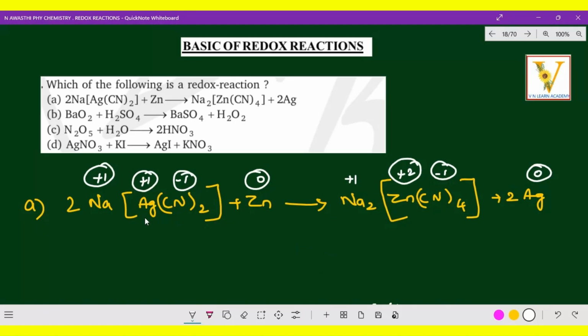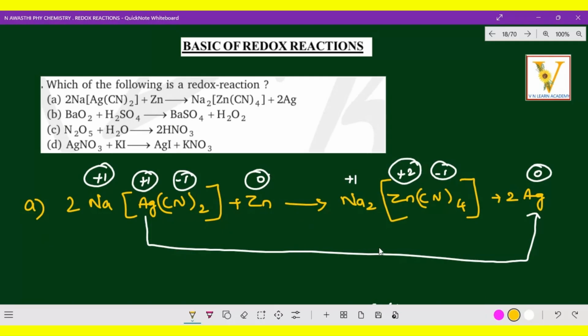Now Ag is converted from +1 to 0, which is a decrease. Zn goes from 0 to +2, which is an increase. So the increase is 0 to +2 and the decrease is +1 to 0. Redox reaction means oxidation and reduction: oxidation is an increase in oxidation state, reduction is a decrease. So +1 to 0 and 0 to +2. 100% this is a redox reaction.